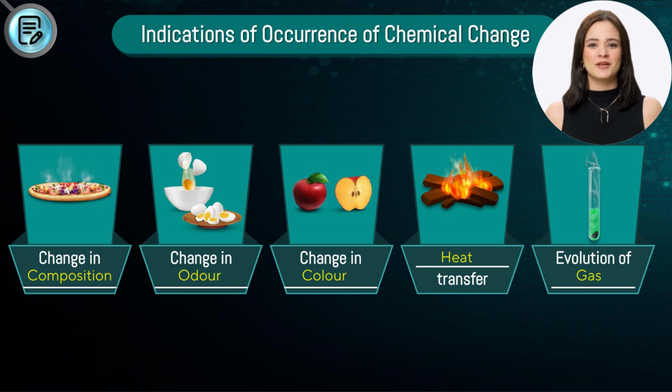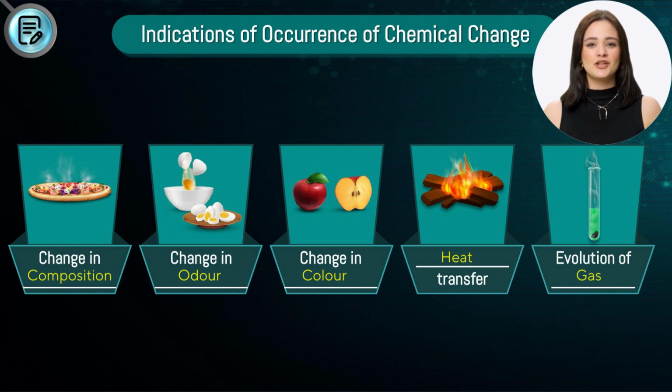Chemical changes are often identified by certain visible or sensory signs. First, we notice a change in composition. For example, when raw ingredients combine to form a new dish like pizza. Second, there can be a change in odor, such as when fresh food turns stale or eggs release a different smell when cooked. Third, a change in color is a strong indication, like when an apple turns brown after being cut. Fourth, we observe heat transfer or exchange of energy, such as the release of heat during burning of wood.